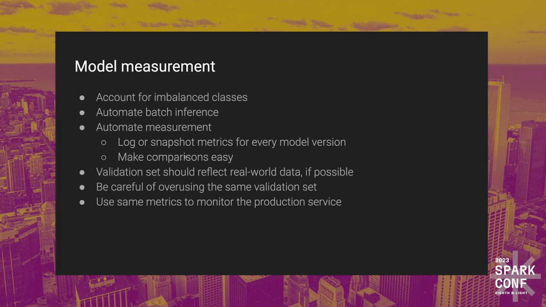And then finally, whatever metric that you use to evaluate whether a model should be promoted to production should also be used to monitor the performance of that model. And if you've done a good job of automating, it should actually be really straightforward to be able to build in observability for your ML service.